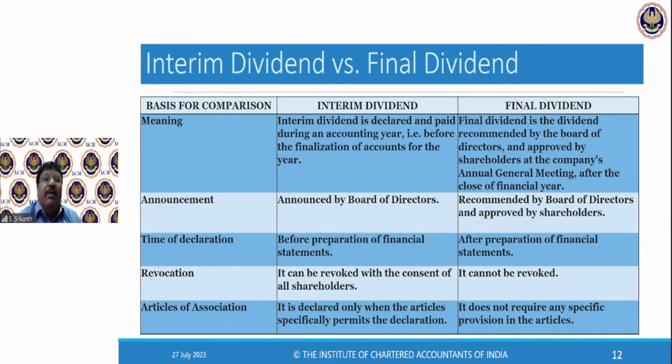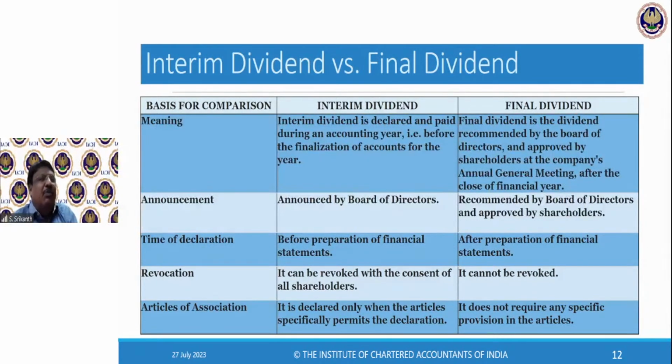Meaning, interim dividend is declared and paid during the accounting year, before finalization of accounts for the year. Final dividend is recommended by the board of directors and approved by shareholders at the company's AGM after the close of the financial year. So, of course, you can declare interim dividend even after closing the financial year. You can declare interim dividend even after March, right? Up to the date of AGM, you can declare interim dividend.